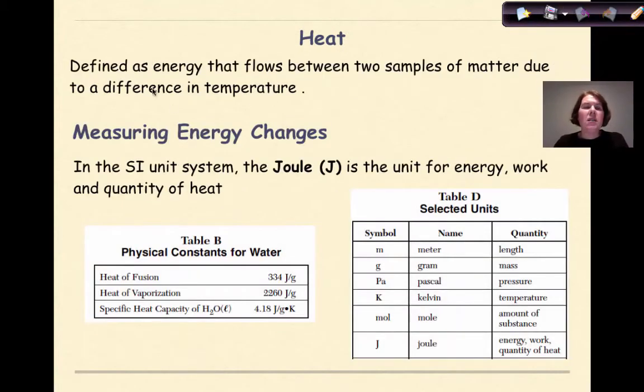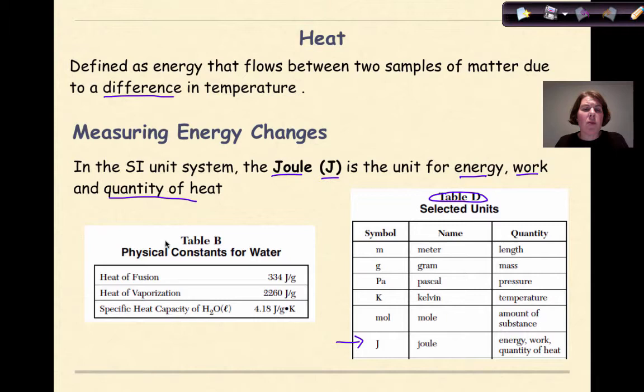What is heat? Heat is defined as energy that flows between two samples of matter due to a difference in temperature. One is hot, another is cold, and we watch that transfer of energy. When we measure energy changes, we use the joule, represented as a capital J, as the unit for energy, work, and quantity of heat. We find that on Table D of your reference tables, right down here. There's that capital J.